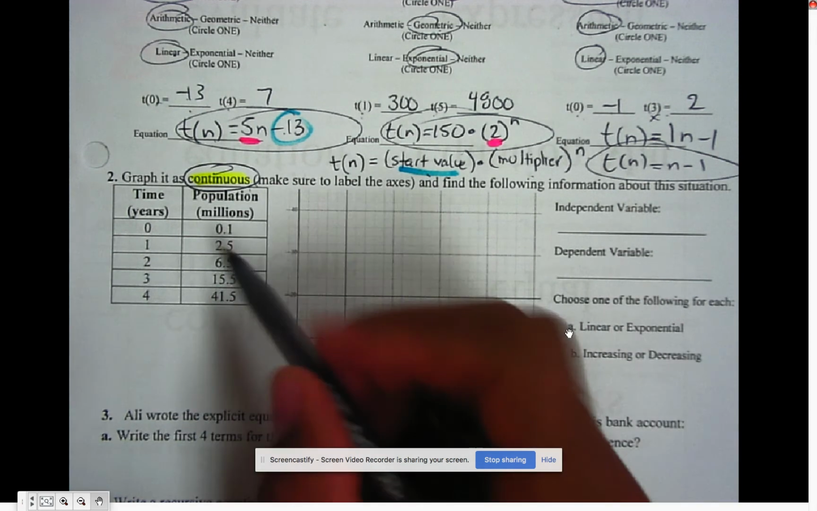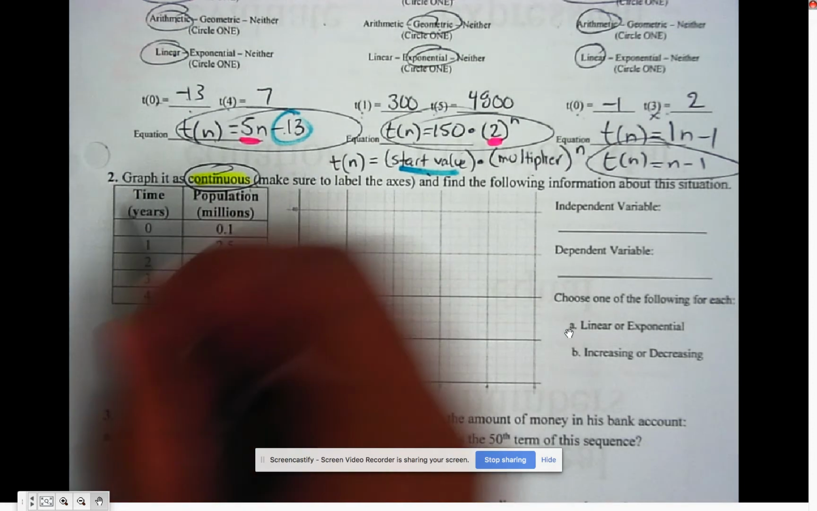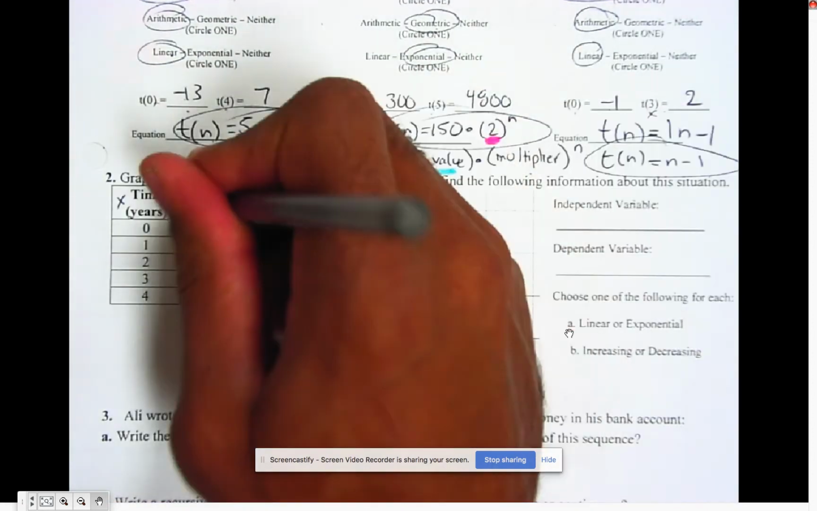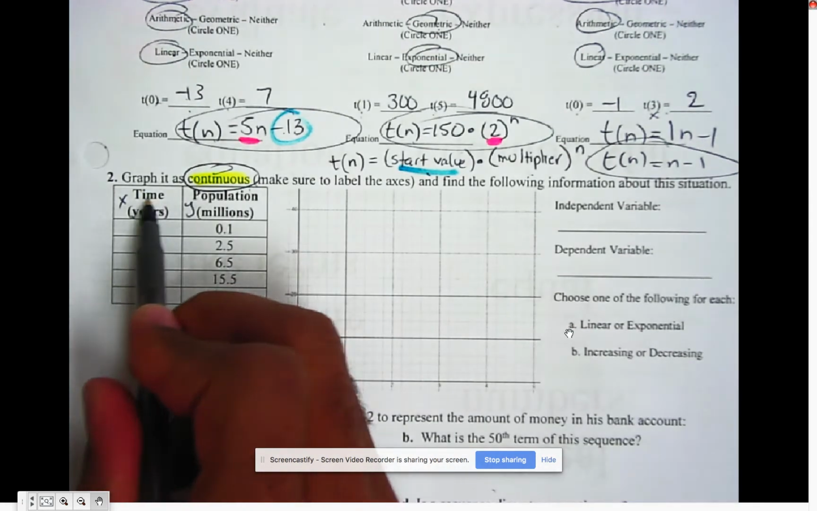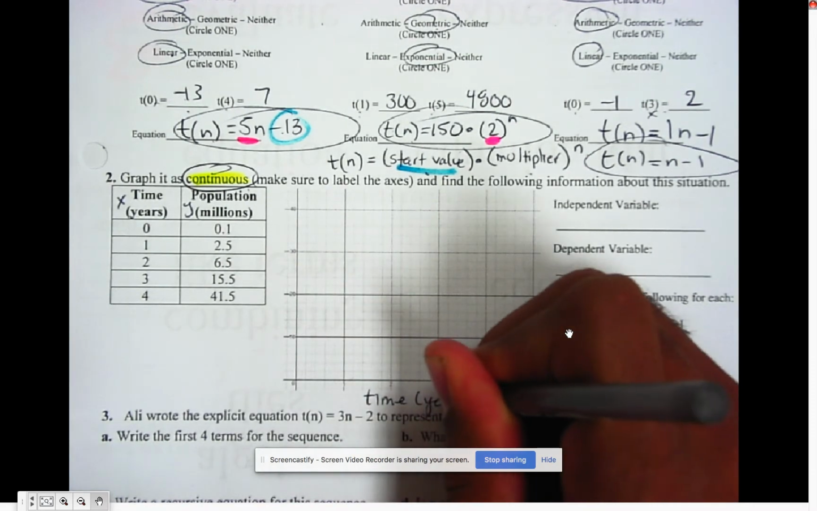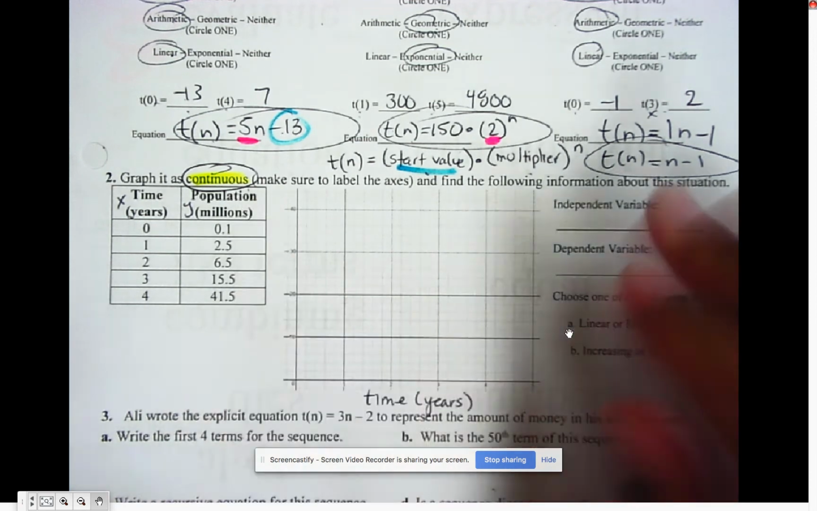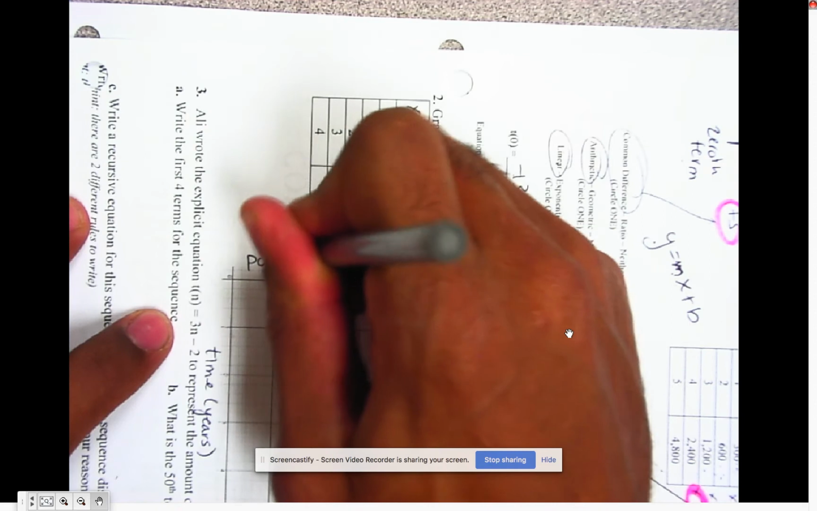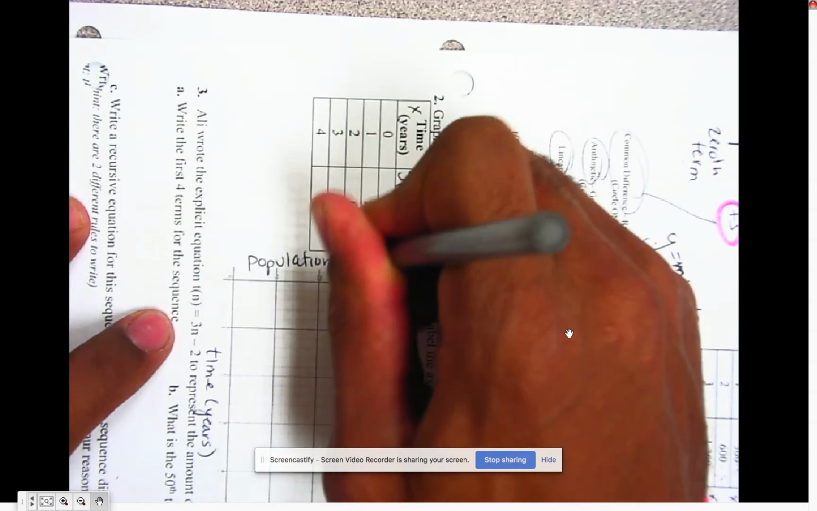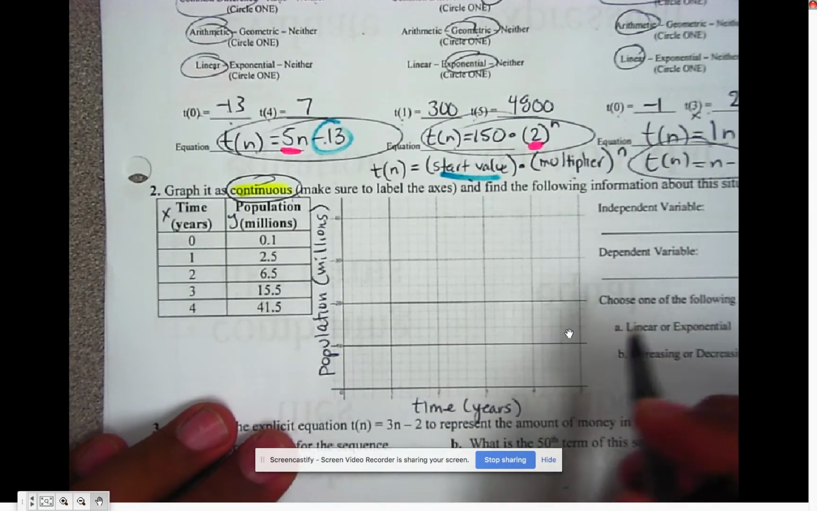Now let's first look at labeling the axes. Remember, this is x and this is y in a table. So the time here is in years, and that means the y-axis is the population in the millions. So I'm going to flip this around. Okay, so there's the label. The axes are labeled.